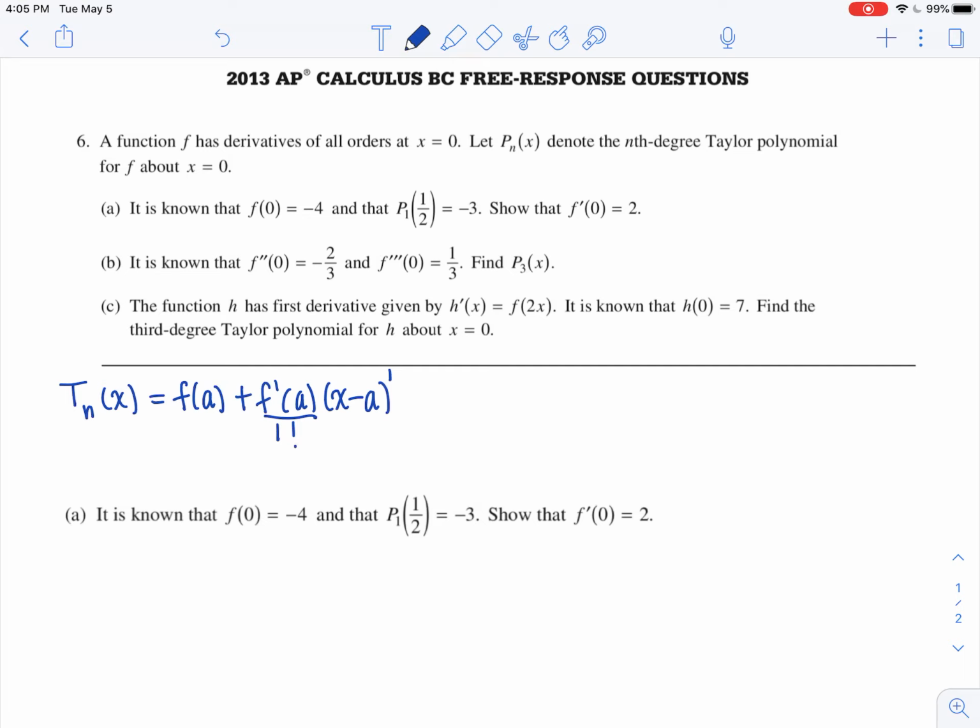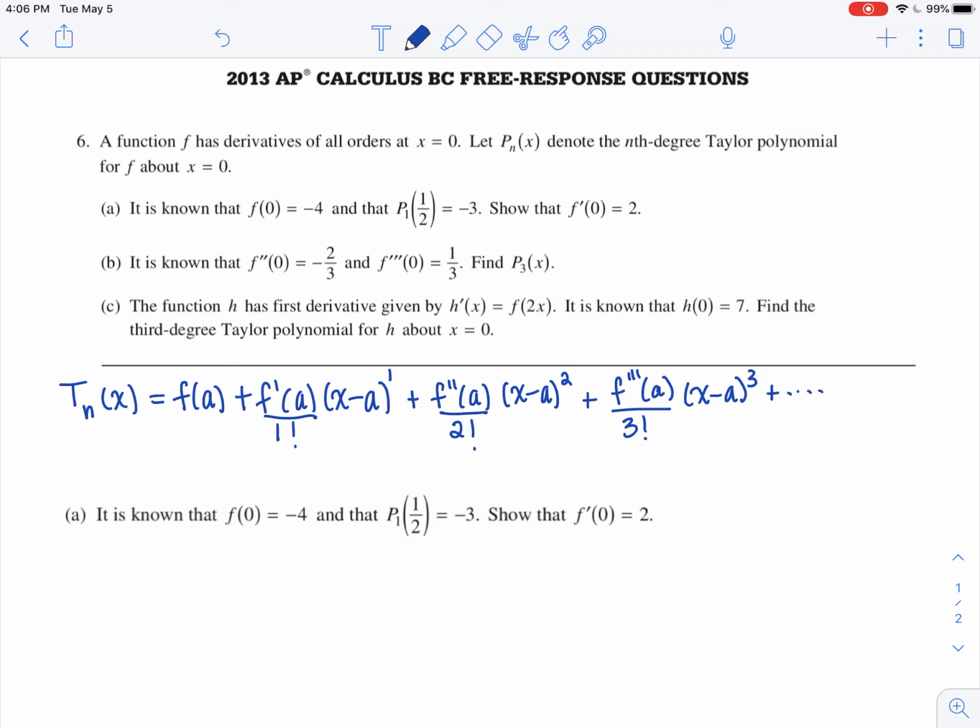So therefore, when you start getting into the next part of this, hopefully you remember some of the other components. The next one would be f double prime of a times x minus a squared, all over 2 factorial. And then the next one, f triple prime of a, all over 3 factorial times x minus a cubed, and so on and so forth until you get to whatever degree polynomial you're creating. If it's a third degree polynomial, you stop when you get to n equals 3, so raised to the third power, third derivative, 3 factorial, not the third term, but actually where n equals 3.